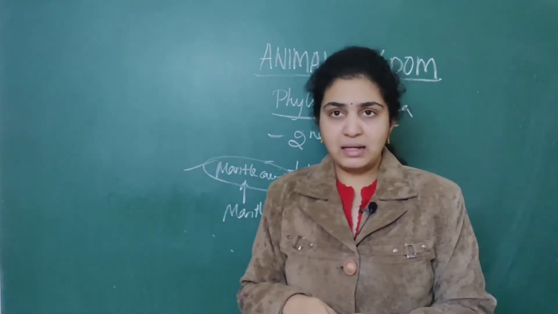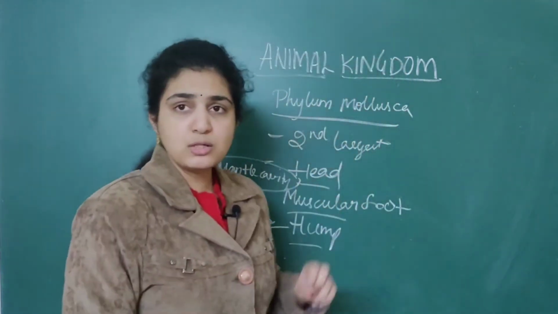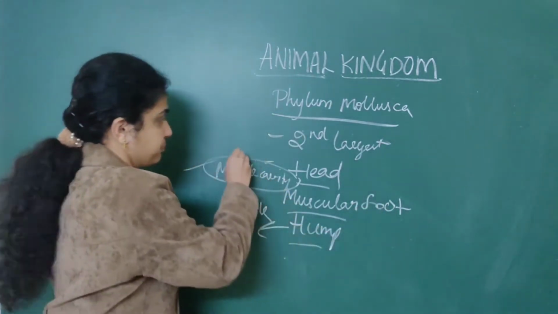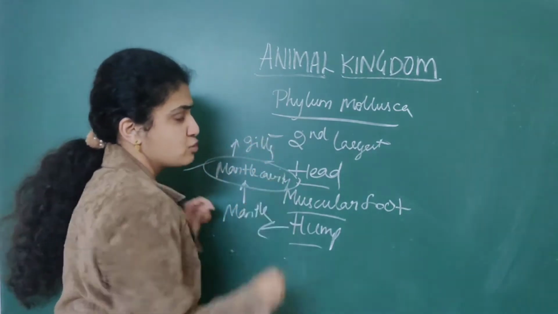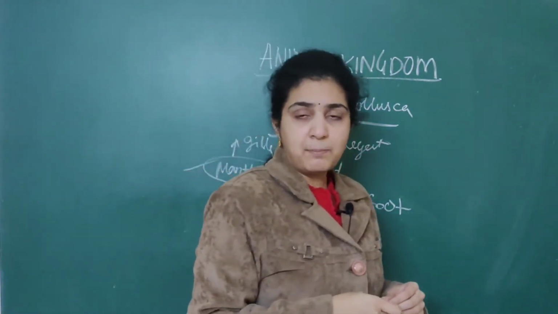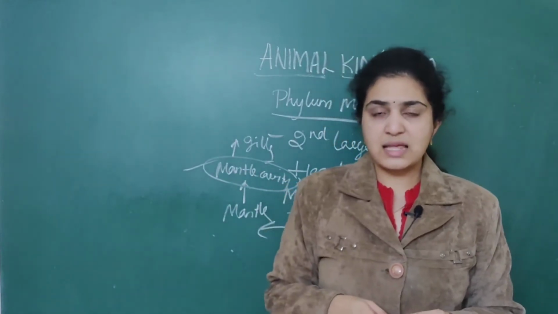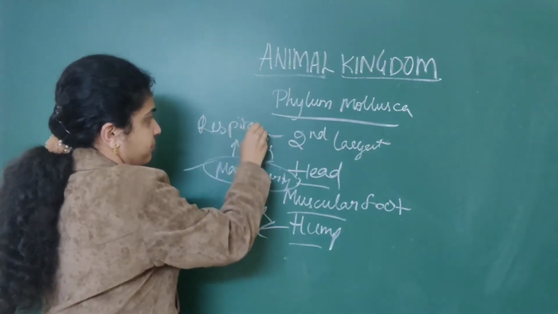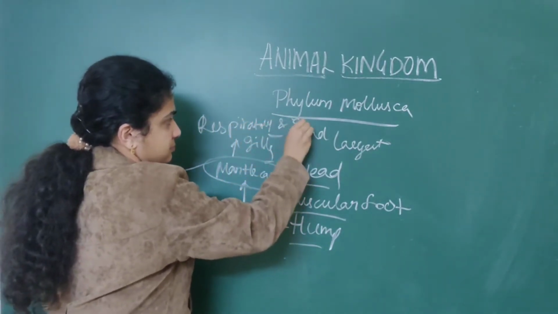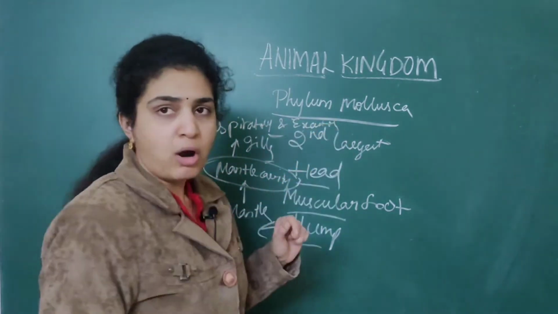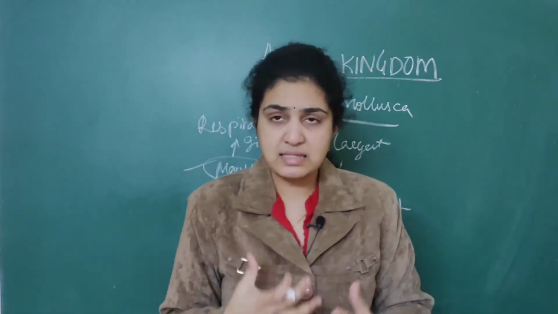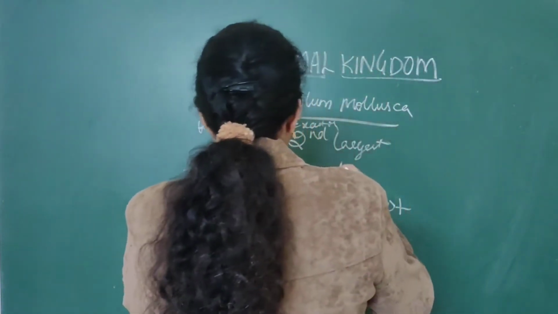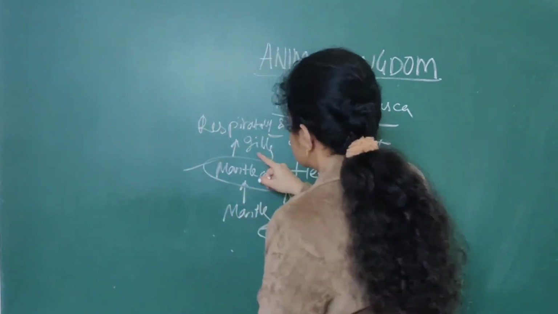When you come to the mantle cavity, what is the use of this mantle cavity? It contains feather-like gills. What is the use of these gills? They play an important role in respiratory as well as excretory functions, both. What is the respiratory or excretory organ of molluscs? Important NEET question. So respiratory or excretory is nothing but these gills only.